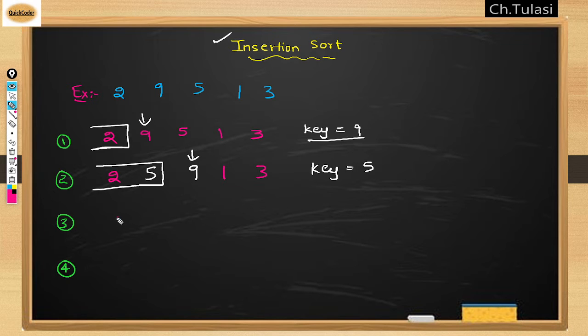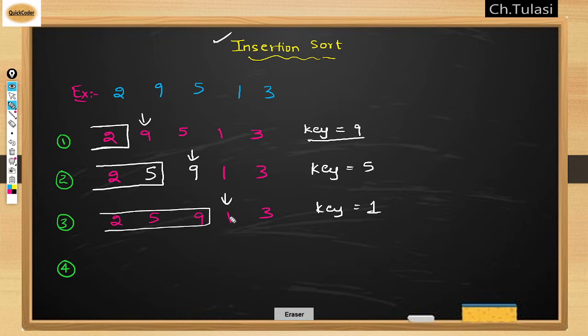So what happens in the third iteration is, let's take 2, 5, 9, 1, 3, and already 2, 5, 9 are in ascending order. Now our key is 1. So 1 will be compared with 9. Is my 1 less than 9? As 1 is less than 9, my 9 will be shifted one step forward.